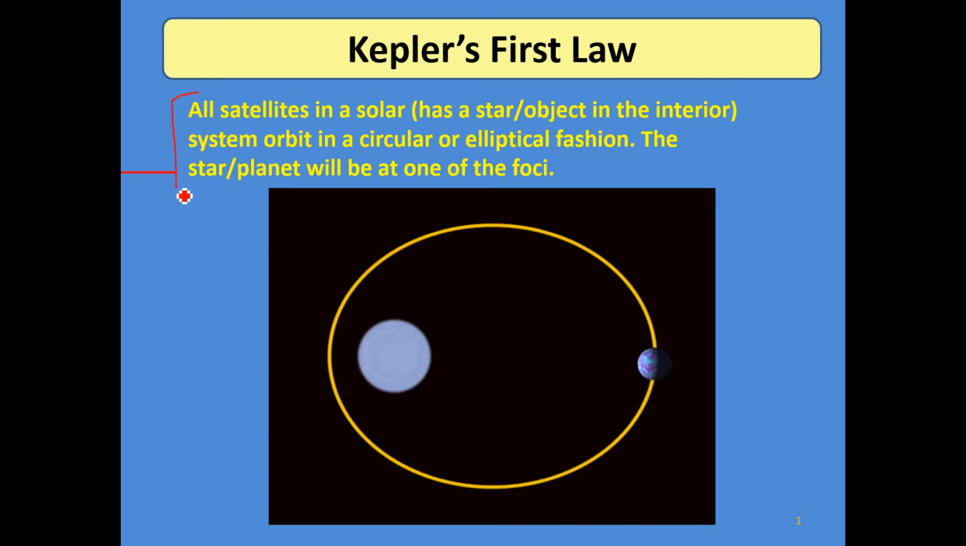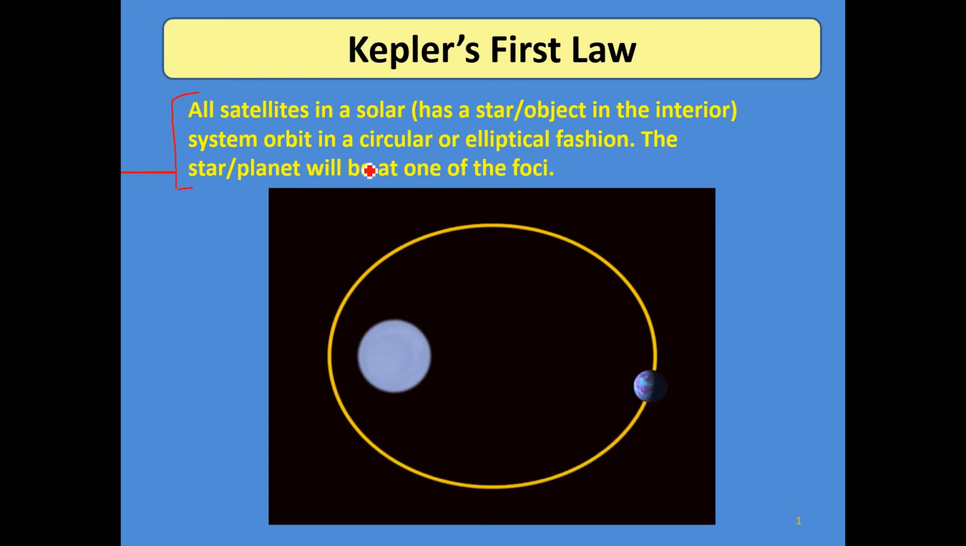If I'll just read it: all satellites in a solar system. Okay, so it has a star and an object in the middle. All the satellites orbit in a circular or elliptical fashion. Quite honestly, it's actually elliptical because you can have the special case of an ellipse where the 2 different axes are equal, and that just makes a circle. And so all satellites will orbit in an ellipse.